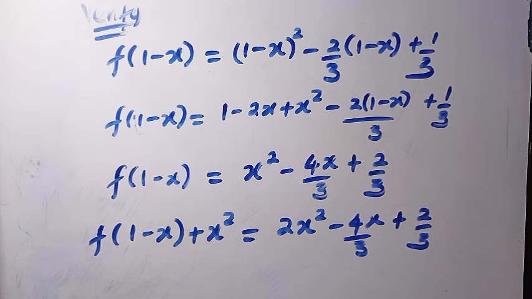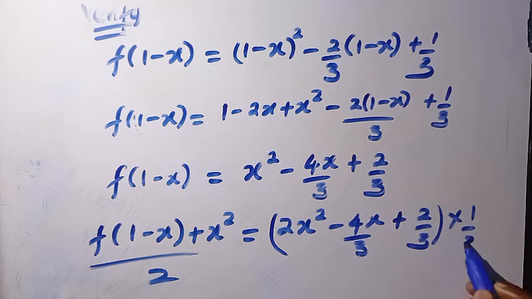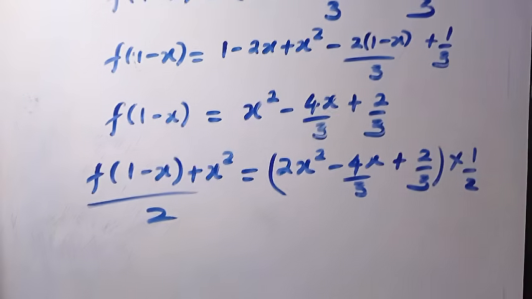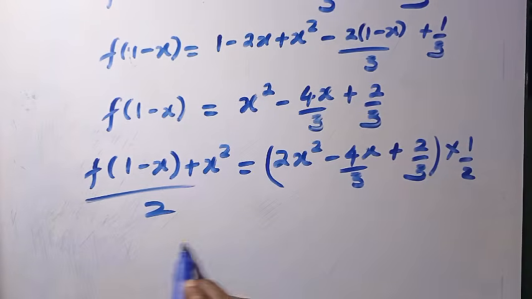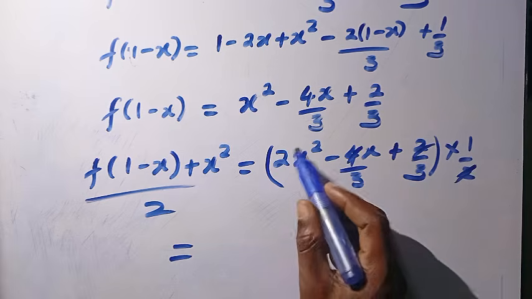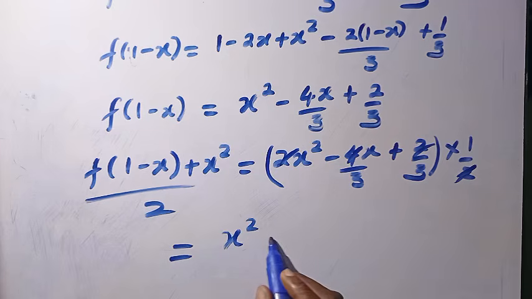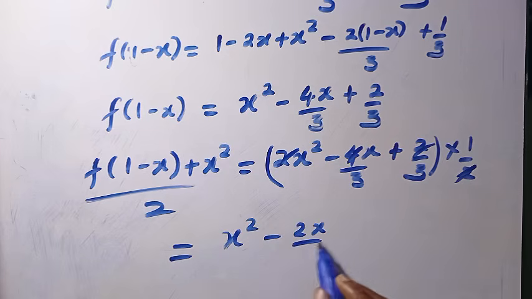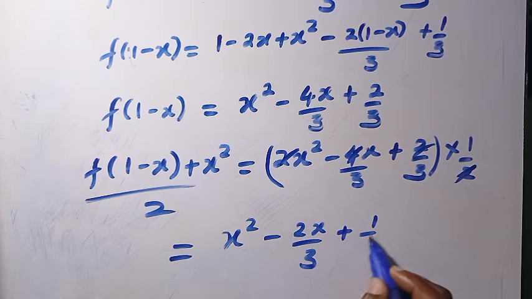So let's divide this one by 2, then divide the whole of this by 2 as well. That is, we are multiplying this by 1 over 2. So this equals, 2 cancels 2 here, 2 reduces 2 here, and 2 cancels 2 here. And this is x squared minus 2x over 3 plus 1 over 3, which is the equivalent value of f of x. So this thing works, and this is how to check.